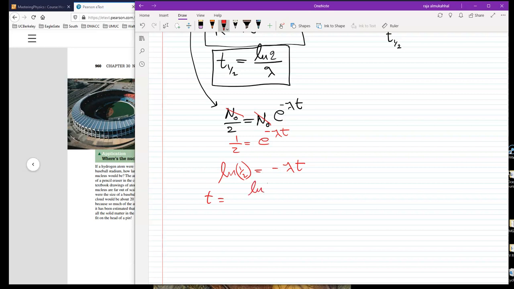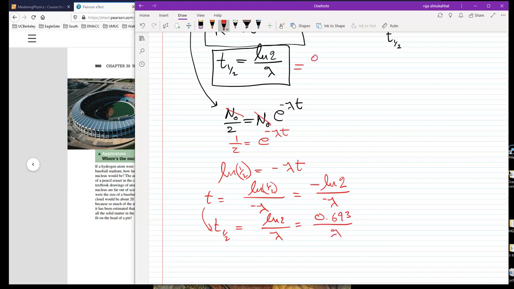That will be natural log of 1/2 over minus lambda, right? Well, natural log of half is equal to minus natural log of 2 over minus lambda. I hope you know your algebra. The minuses cancel out. So t 1/2, we define it to be this with this symbol, is equal to natural log of 2 over lambda, or natural log of 2 is 0.693, I've always memorized it, over lambda. So this formula can also be written as 0.693 over lambda.